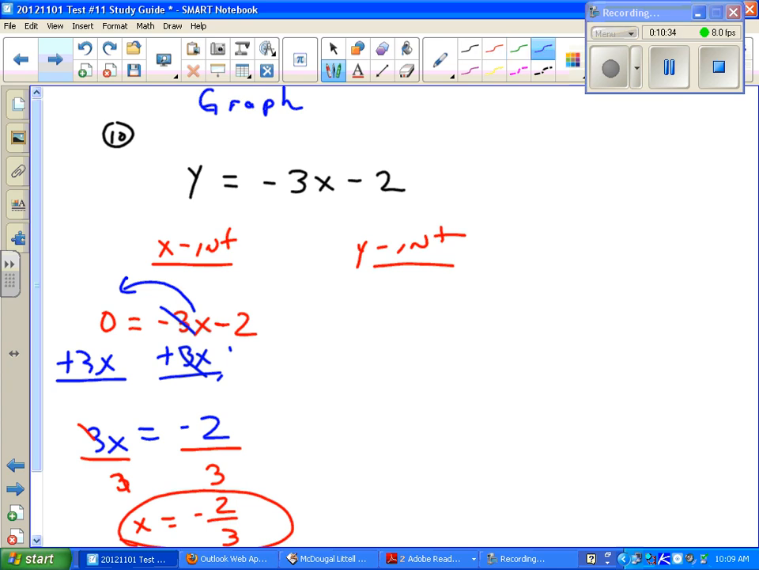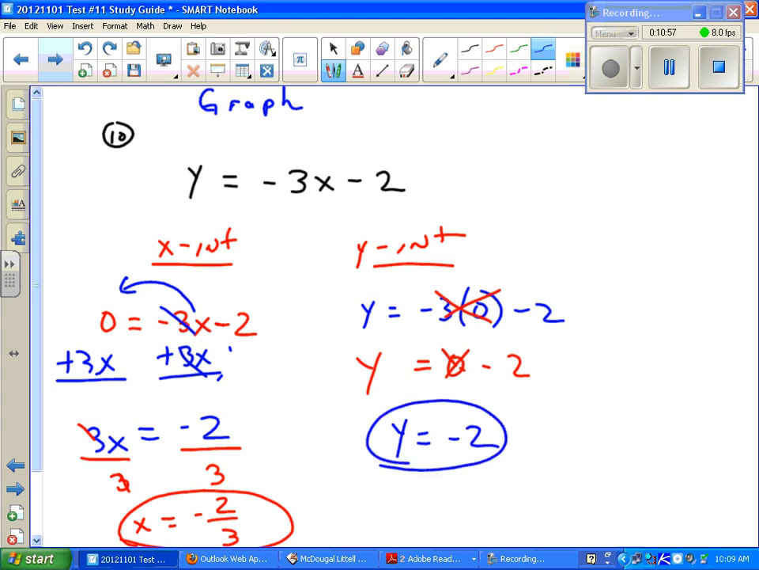This one's a little quicker. In place of x, we're going to plug in 0. So y equals negative 3 times 0 minus 2. Negative 3 times 0 is going to be 0, minus 2 equals y. Remember, anytime something's 0 minus something, it's the same thing as eliminating the 0. So what you're left with is y equals negative 2. Now you have your x and y intercepts, so that's what we'll graph.